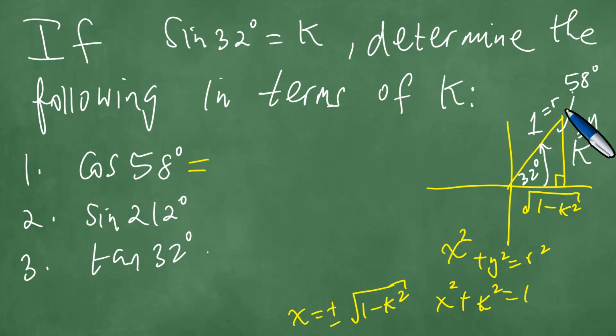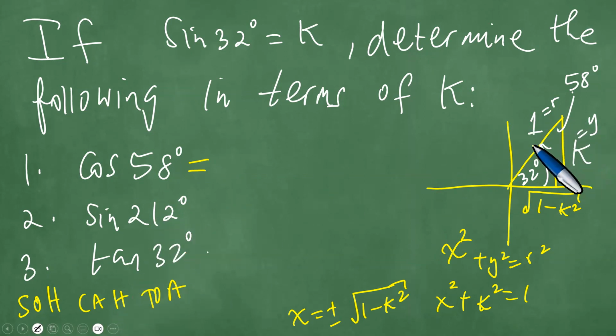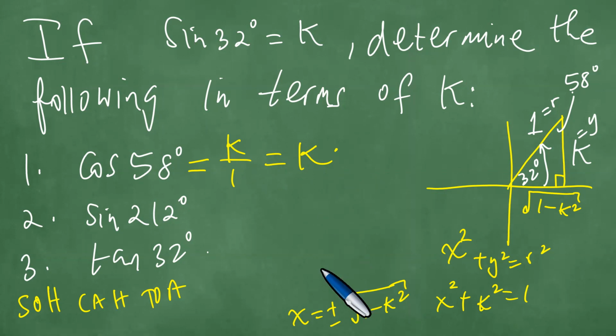Like cosine 58. There's 58 here already, so you can use SOHCAHTOA. Cosine is adjacent over hypotenuse. Dealing with 58 degrees, adjacent is k, hypotenuse is 1. So k over 1, and the answer is exactly k. Right, so that is the answer we're getting.